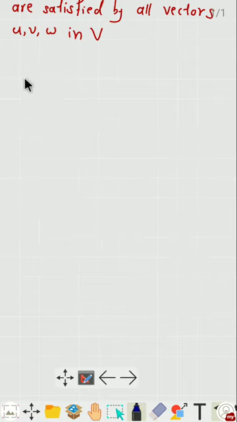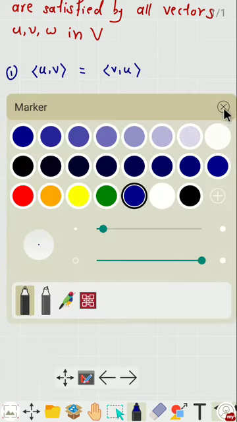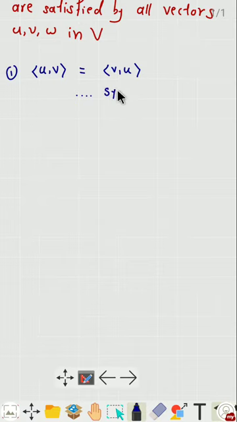So first property is inner product of u with v is equal to inner product of v with u, and this property is known as symmetric property.